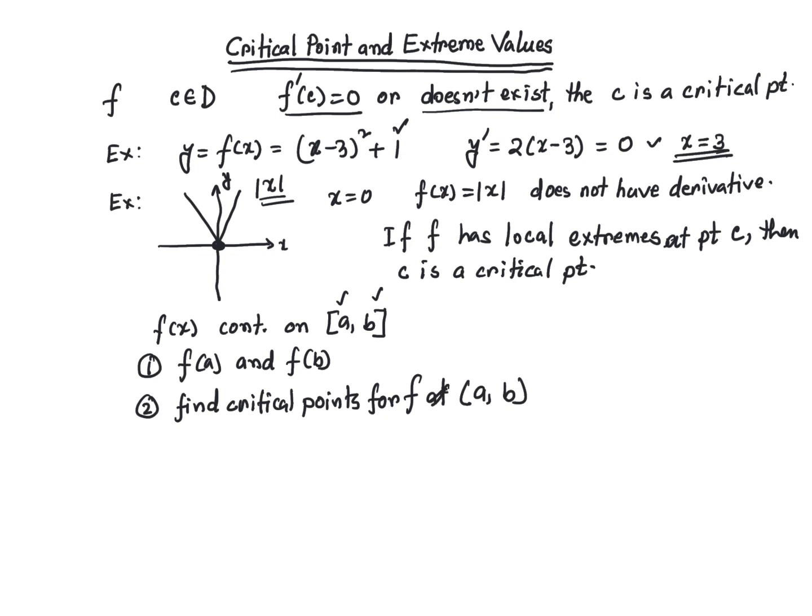Now you look at these two sets of values and evaluate the function. So step number 3: evaluate f at the points you found above. And then you can go ahead and find the extreme values, the absolute maximum or absolute minimum, from this set of points.